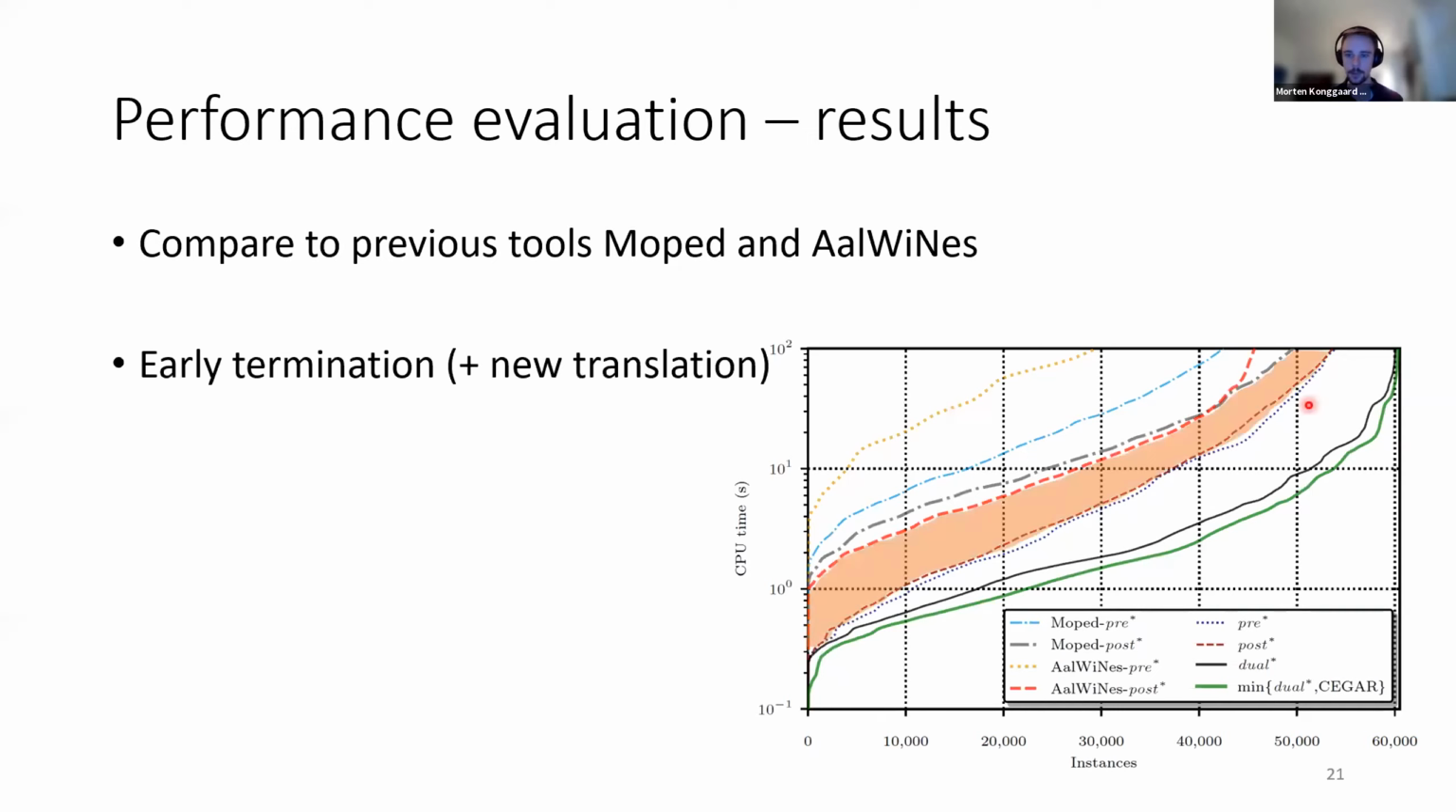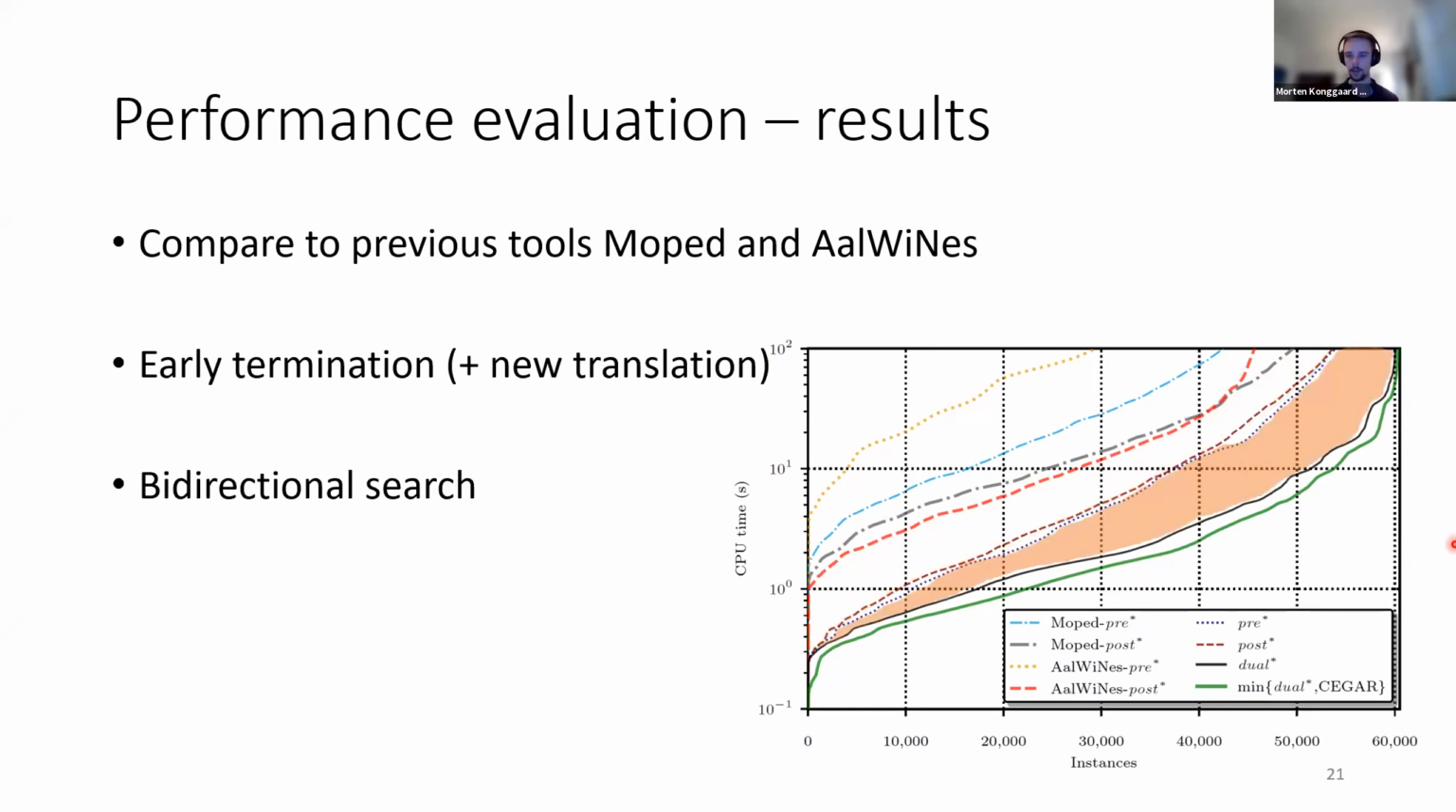So first, the difference between these two lines called Allwines and these two lines called pre-star and post-star. It shows the improvement done by our early termination technique together with an improved translation from network problem to push-down problem that we were able to do because we had this early termination technique.